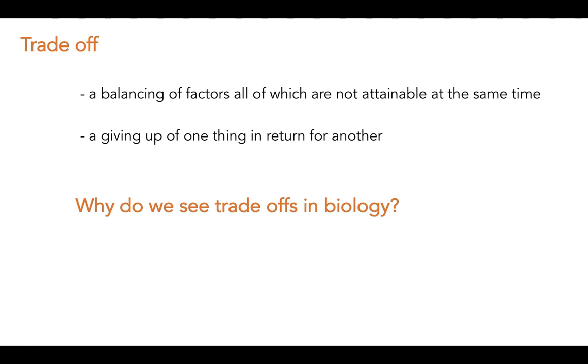We've used trade-off as a term throughout the class, but let's just give more of a colloquial definition. A trade-off is a balancing of factors, all of which are not attainable at the same time. Another way of thinking of it is that a trade-off is just giving up one thing in return for another. So within biology, we see quite a few trade-offs. In fact, I'm going to give you a laundry list of several trade-offs that we observe within biology.